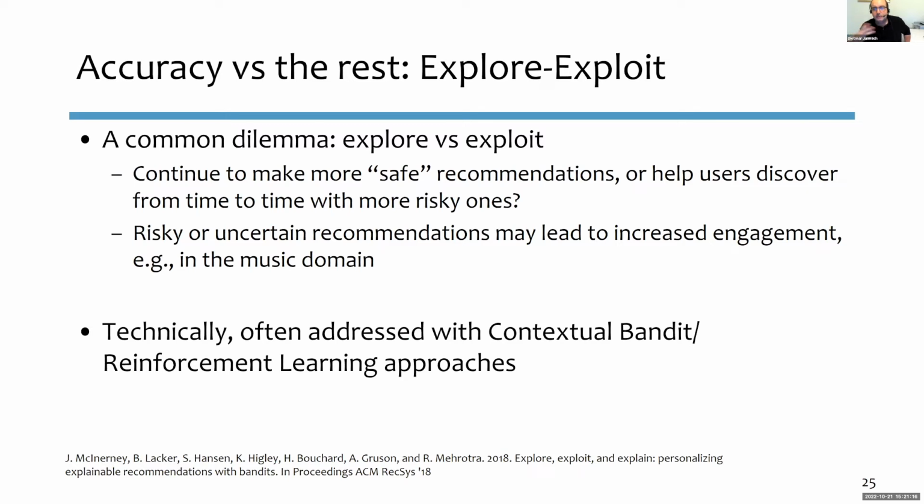Also, and I will not discuss it a lot, the explore exploit dilemma is always there. If you increase diversity, it helps exploration. And the question always is, and there's a lot of research in this bandit and reinforcement learning area, do you want to continue making safe recommendations or help users discover things from time to time? And of course, over time, what you want is to make these risky recommendations and hope to have more user engagement, they find new artists, new genres they like, and then they continue using the service. So there's a whole range of literature in that direction on the explore exploit problem.